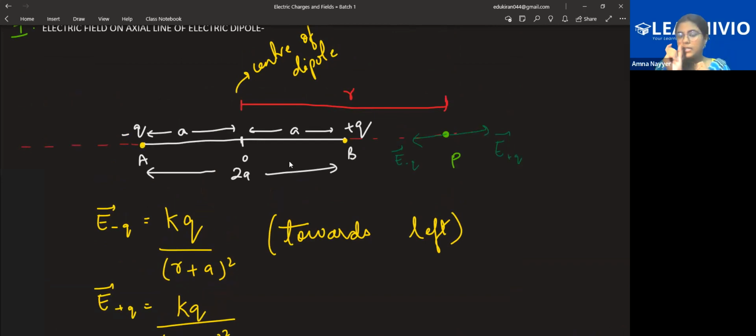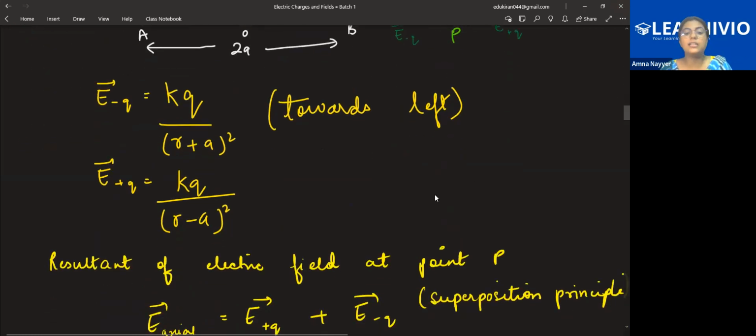Then look at this plus Q. For plus Q, I want this gap. So this entire gap was R. This smaller gap was A. So R minus A gives this gap. This entire is R, I have erased A, so I am left with R minus A. Now it's a positive charge, so it will be directed in the opposite direction. So that makes it towards the right. It is directed towards the right.